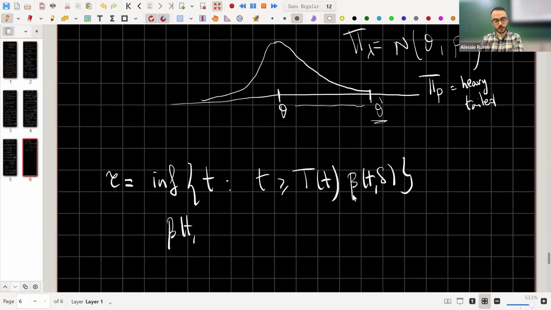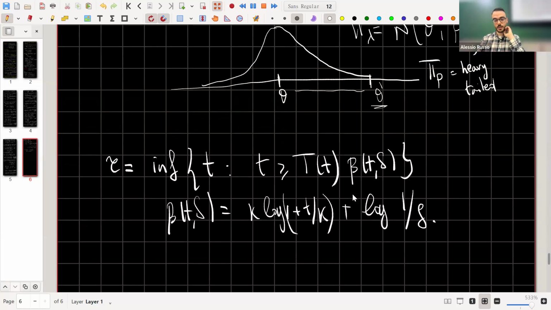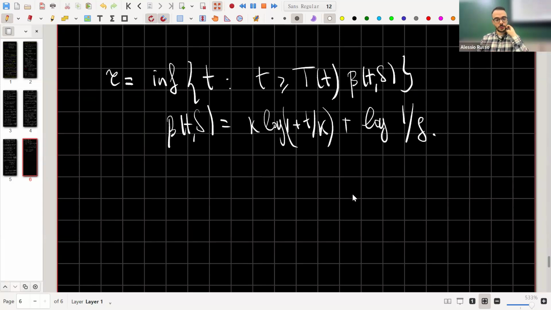And the threshold, it's the one that we just derived, k log(1 + t/k) + log(1/delta). So now we are going to show what is the upper bound for the algorithm. So, theorem.